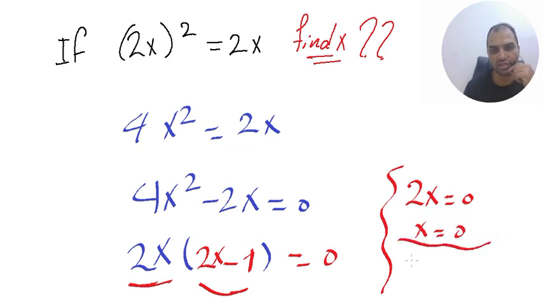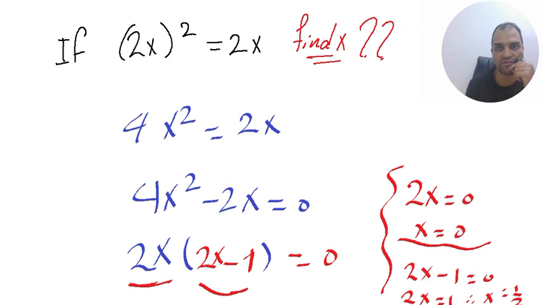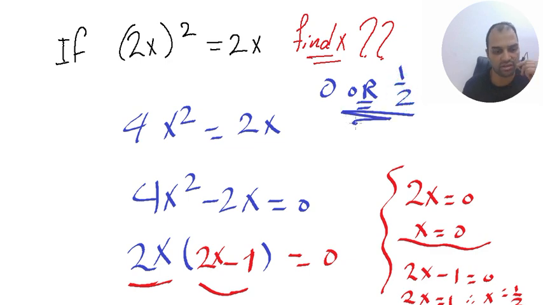Or you can write 2x minus 1 equal to 0, by moving negative 1 from the left hand side to the right hand side to find the value of x. So we can write 2x will be 1. So the value of x equals 1 over 2, the value of x will be half. So here we have two solutions: first 0, or half. The value of x will be 0 or half. Okay? Understood?